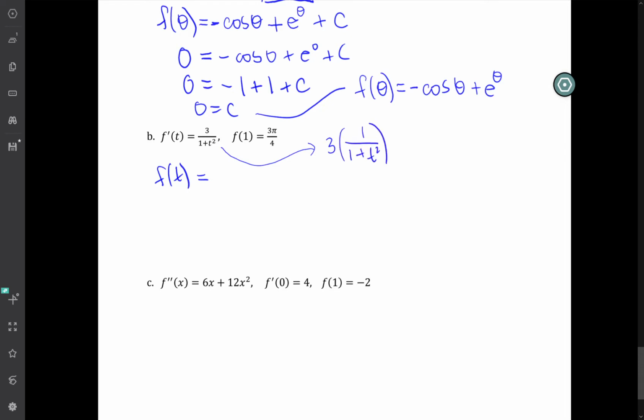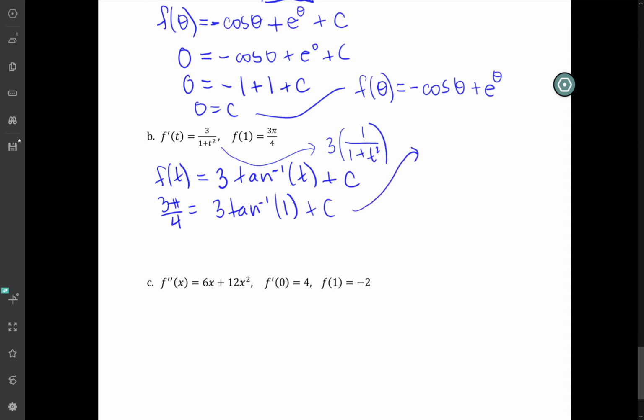So for starters, we want to mentally separate out that 3. So the 3 is just going to carry through to the antiderivative. 1 over 1 plus t squared is the derivative of arctan. So we're going to get an inverse tangent of t plus c. And as always, to check yourself, just try and take the derivative. So the derivative of inverse tangent is 1 over 1 plus t squared, and the 3 just carries along. That looks pretty good. And then to find a specific solution, we'll say 3 pi over 4 is equal to 3 times inverse tangent of 1 plus c.